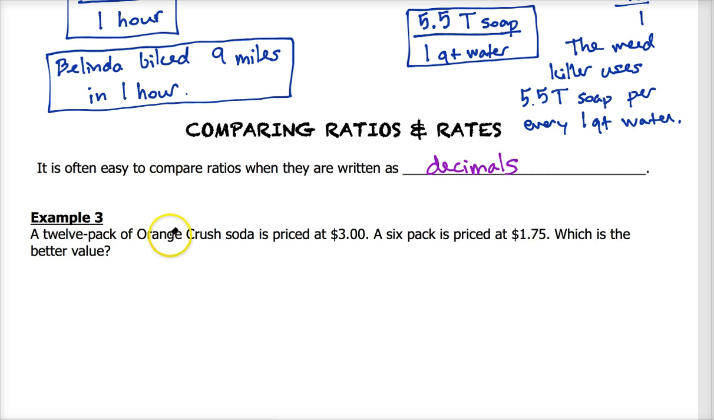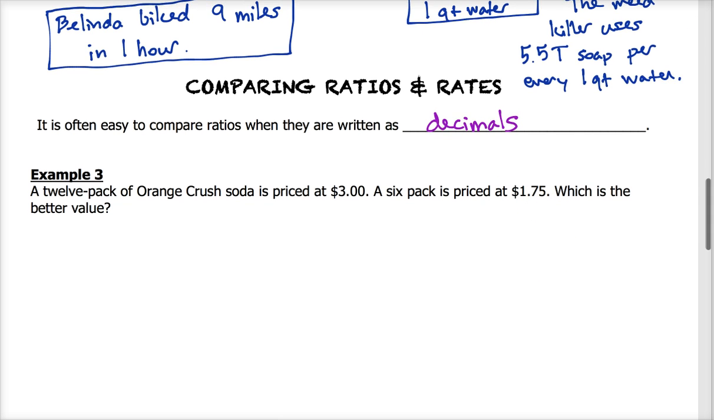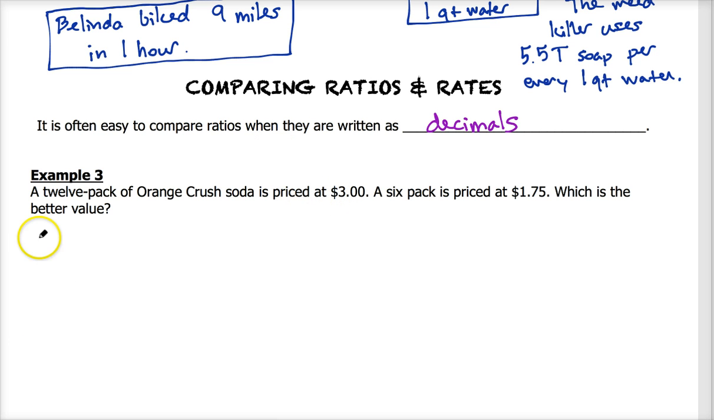We have a 12-pack of Orange Crush soda that is priced at $3, and then we have a 6-pack that is priced at $1.75. And this question is asking which of those two is the better value, the 12-pack or the 6-pack. Well, to figure out which is the better value, we're going to convert both of those rates to unit rates. So we'll start with the 12-pack. We know that a 12-pack of Orange Crush soda is priced at $3, so that means it costs $3 per every 12 cans of soda.